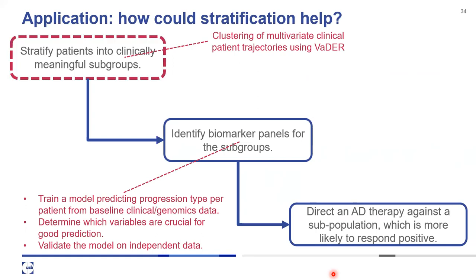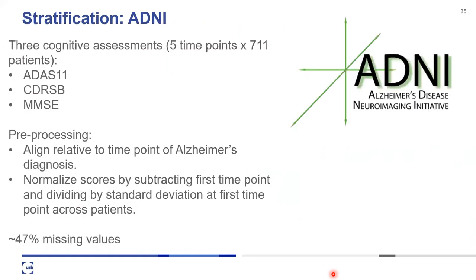Okay, starting with the first step, using VADER for clustering patients by disease progression. For this, we applied VADER to clinical data from the Alzheimer's Disease Neuroimaging Initiative, or ADNI for short. More specifically, we used data on three cognitive assessments that, after pre-processing, were available for 711 patients across five time points. These are cognitive assessments that are commonly used to track disease progression in Alzheimer's disease.